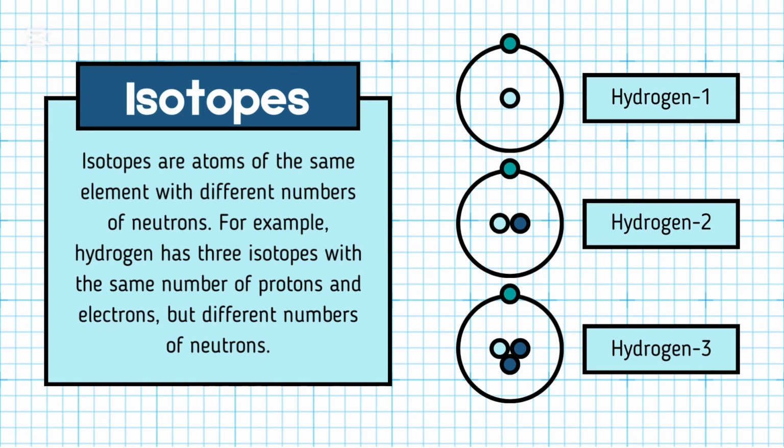Hydrogen 3 has 1 electron, 1 proton, and 2 neutrons.